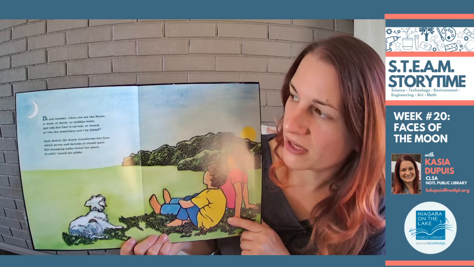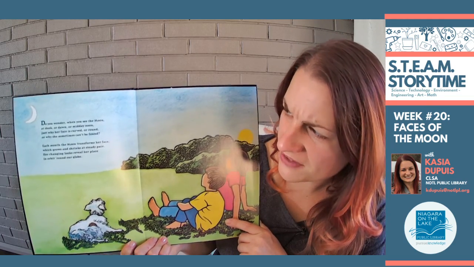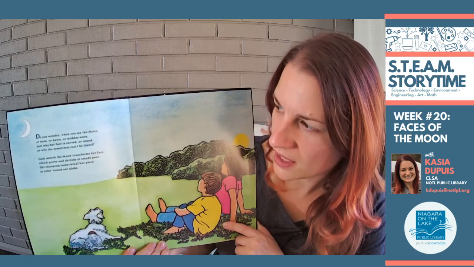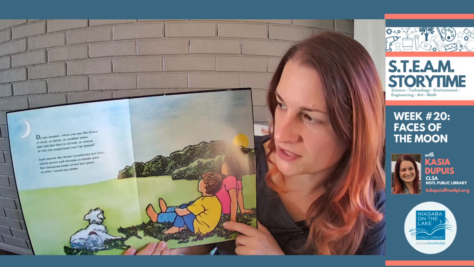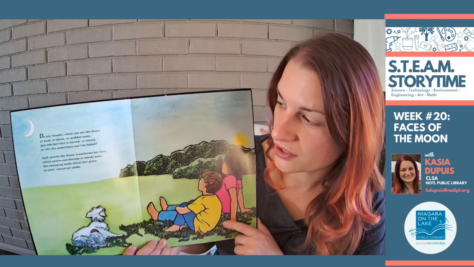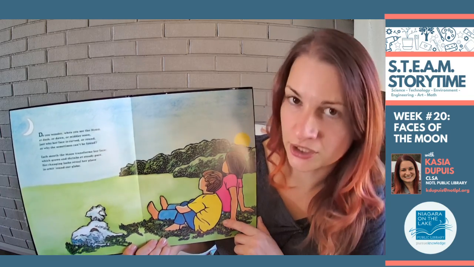Do you wonder when you see the moon at dusk or dawn or midday noon, just why her face is curved or round, or why she sometimes can't be found? Each month the moon transforms her face, which grows and shrinks at steady pace. Her changing looks reveal her place in orbit round our globe.